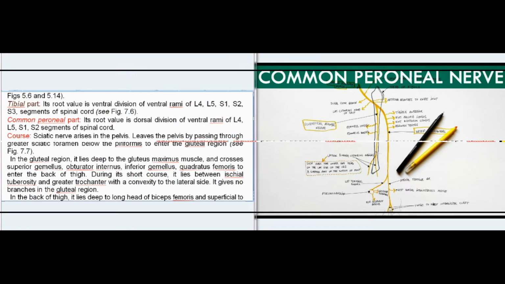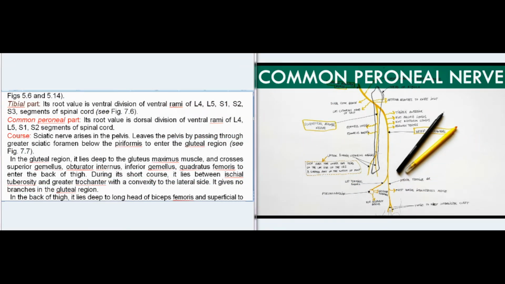Medial part: its root value is ventral division of ventral rami of L4, L5, S1, S2, S3 segments of spinal cord, see Fig 7.6. Common peroneal part: its root value is dorsal division of ventral rami of L4, L5, S1, S2 segments of spinal cord.